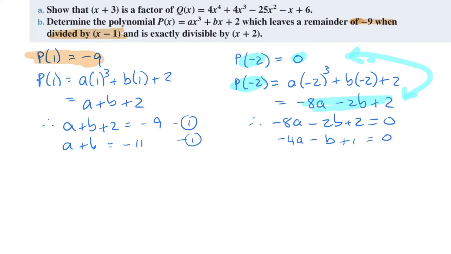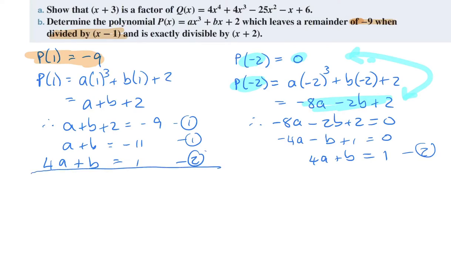I'm going to take the 4a to the other side, it becomes positive 4a, take b to the other side, it becomes positive b, and that equals 1. And this is my second equation. I'm going to rewrite the second equation on the left: 4a plus b equals 1. That's my second equation.